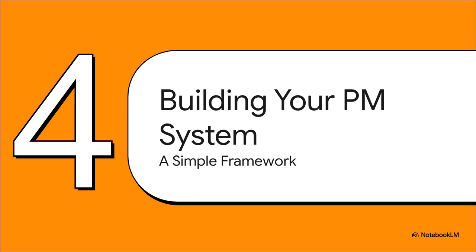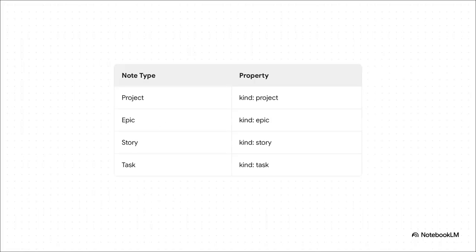Okay, so we know what it is and how it works. But how do you actually build a full-blown project management system with it? Well, the approach is surprisingly elegant. Let's look at a really clean framework you can steal. This idea from the creator Wanderloots is just brilliant. You can build an entire hierarchy for your projects using just a single property. Let's call it kind. So, a big project gets kind project.